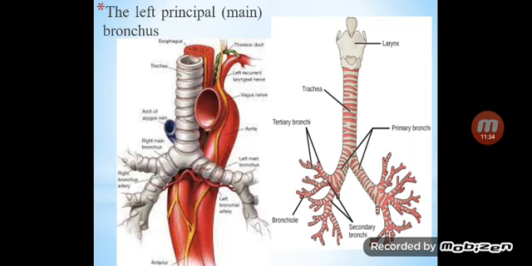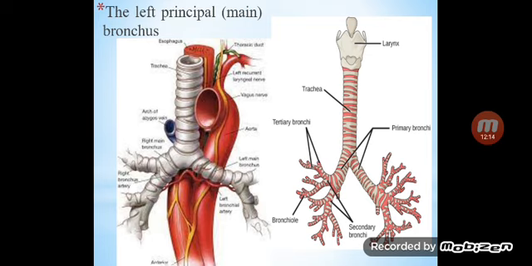The left bronchus is narrower, longer, and more horizontal than the right one. And as I said, it is longer, so it is 2 inches. The first one, the right, is 1 inch in length. This is 2 inches in length. It passes to the left below the arch of aorta and in front of the esophagus, as this slide shows.